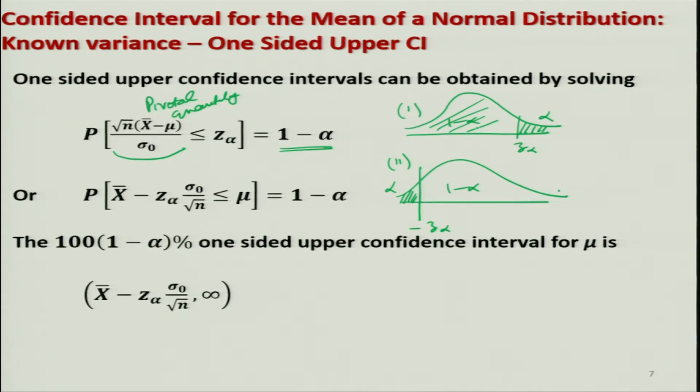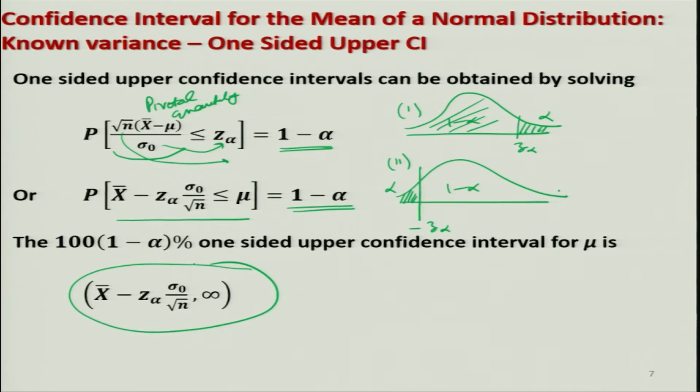And if you try to solve it, you can just put this sigma 0 on the right hand side, bring square root of n over here, simply solve it, and then you will get that the probability that x bar minus z alpha sigma 0 upon square root of n is less than or equal to mu is equal to 1 minus alpha. So, I can say that the 100(1 minus alpha)% one sided upper confidence interval for mu is like this: x bar minus z alpha sigma 0 divided by root n to infinity, as simple as that.